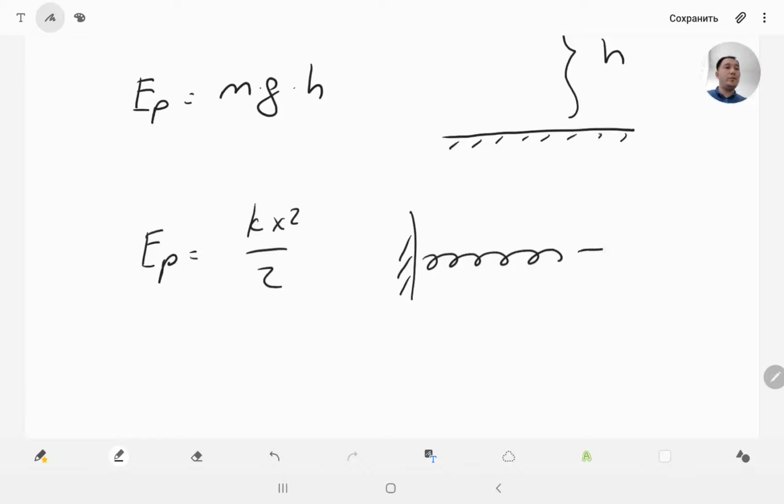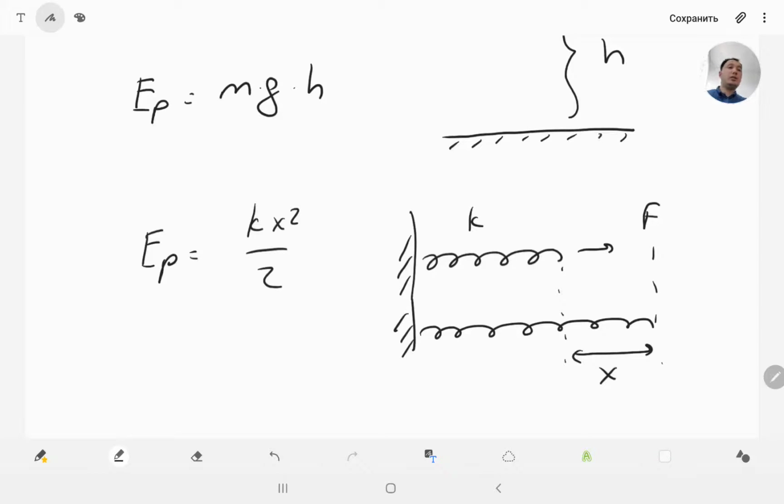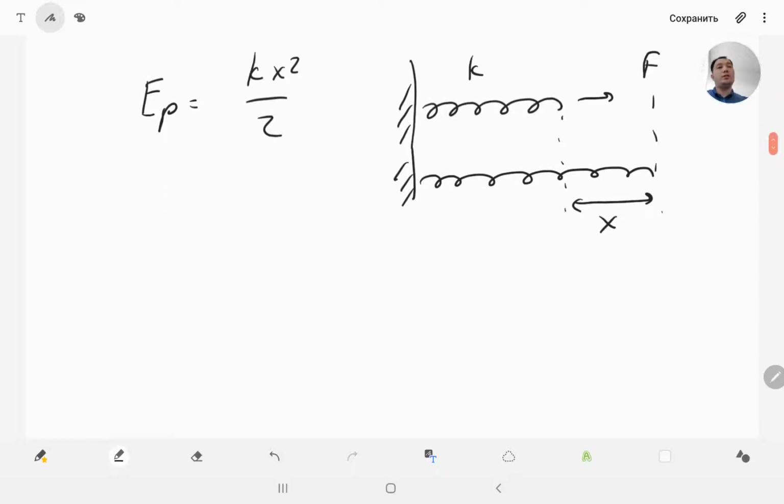When you apply force to the right, for example, what will happen? It will extend. The length will become longer. So this is the extension. Let's call it x. And the spring has a constant, k. So k times x squared over 2. Here x, don't confuse, is not the length of the spring, it is the extension: how much it was extended or how much it was compressed. This is also mechanical energy.